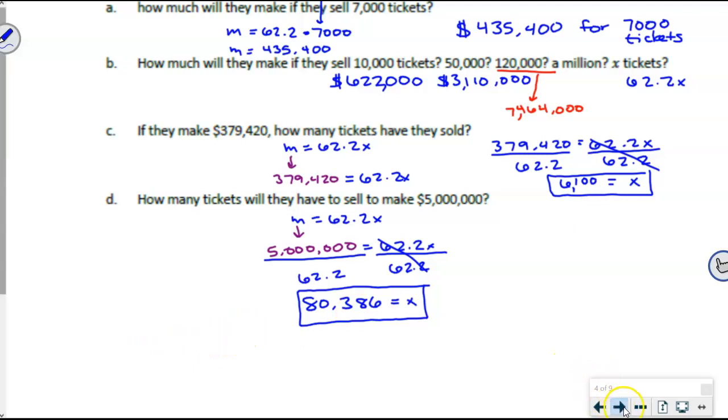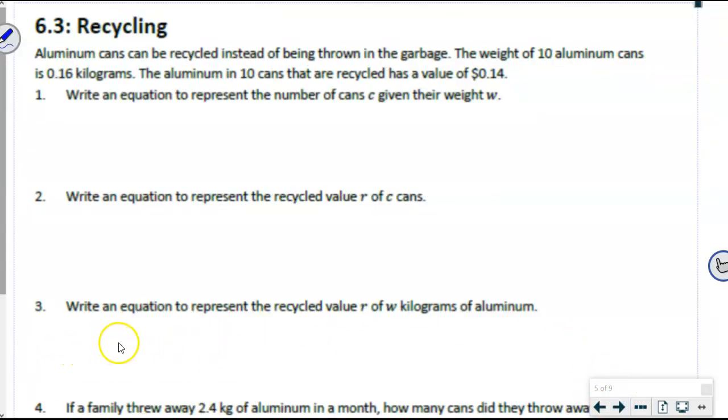All right, let's move on. This one is an interesting one. I really like this problem, but it ties in a whole bunch of extra information that can be a little bit dizzying. So we're going to go over this one together. I'm not going to have you work on this one on your own.